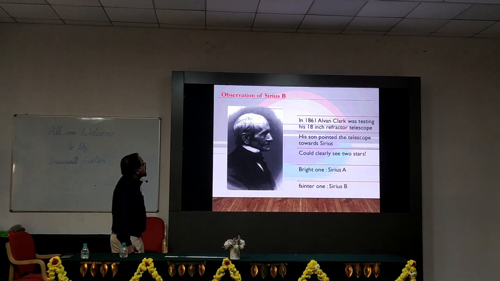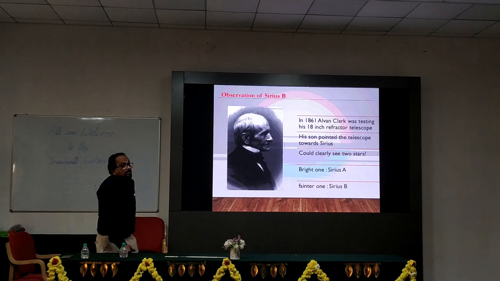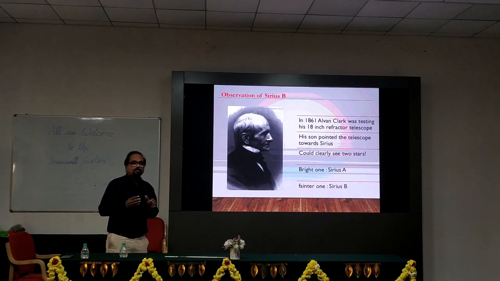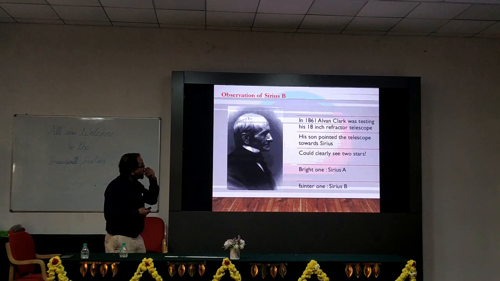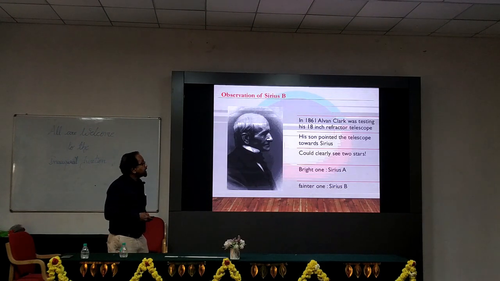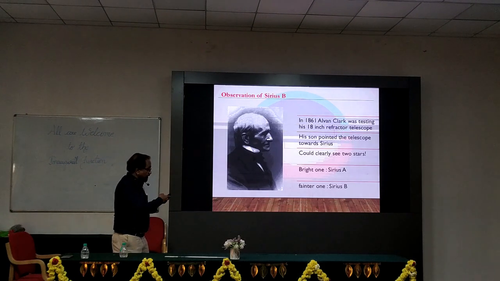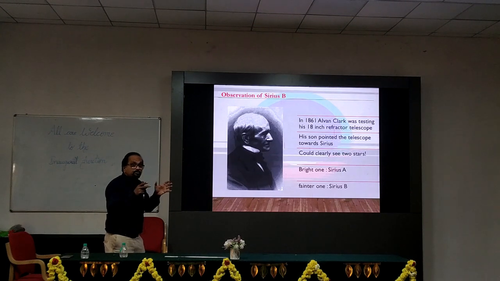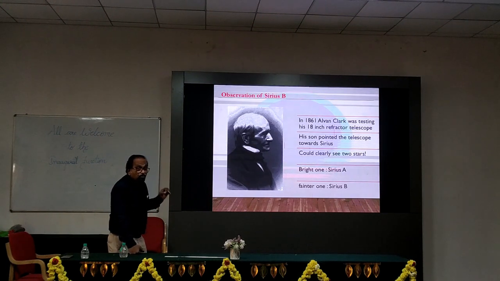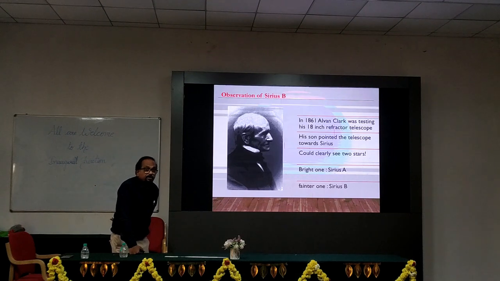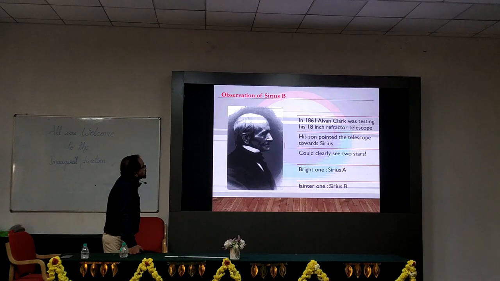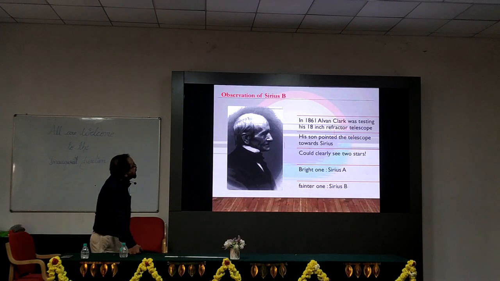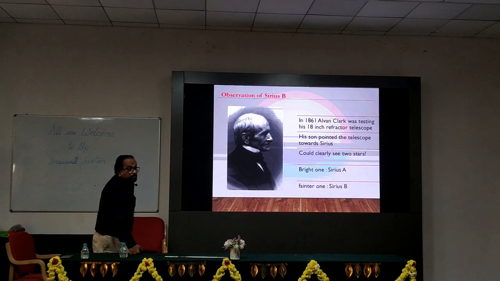So he pointed the telescope towards Sirius, always, since Sirius is the brightest star, so you want to try your theories and observations on that. Luckily, at that time, with that 18-inch telescope, he could see two stars, one very bright one and a faint one. So that was a proof of the conjecture of Bessel that it was a double star. The bright one is called Sirius A, and the fainter one is now called Sirius B.